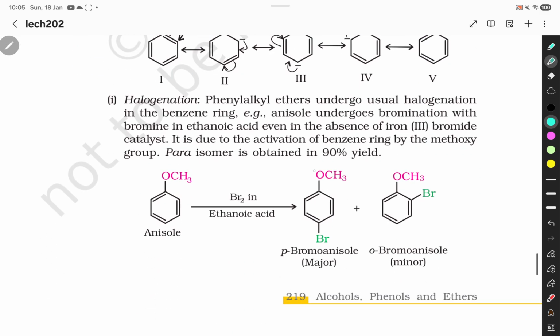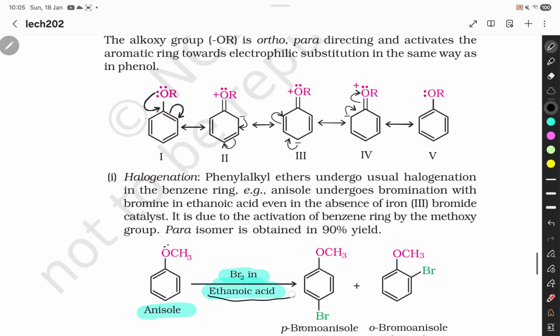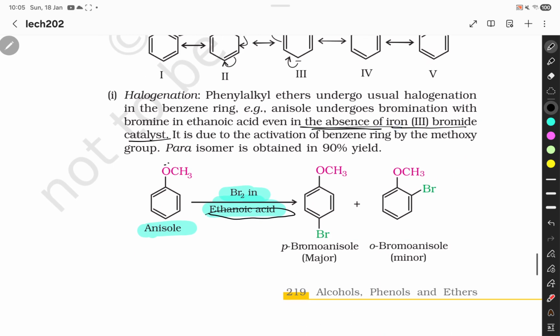Then you have electrophilic substitution, something very important that we tend to miss. Br2 in ethanoic acid is enough for anisole, because the methoxy group is a pretty nice activating group. We have two lone pairs on top, and that is helping us activate the ring, increase the electron density in the ring. So we just need ethanoic acid. We don't need iron 3 bromide. Even in the absence of iron 3 bromide, it is activated, right?